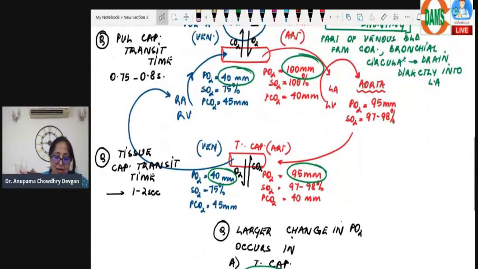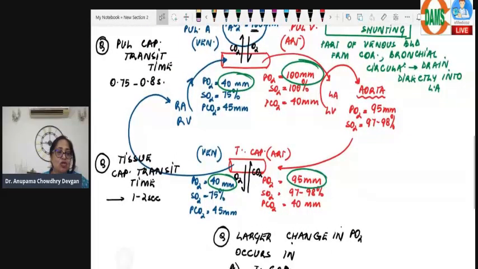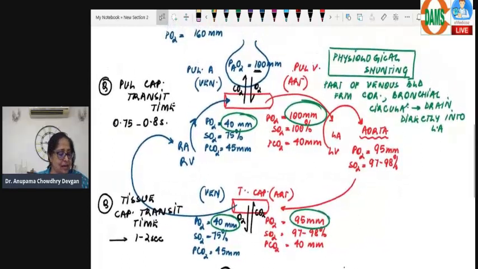What do you understand by transit time? Transit time means how long the train stays at the station. Blood is taking 0.75 to 0.8 seconds to cross the pulmonary capillary. That means the time available, not taken, available for exchange of gases is 0.75 to 0.8 seconds. In the tissues, it is 1 to 2 seconds.